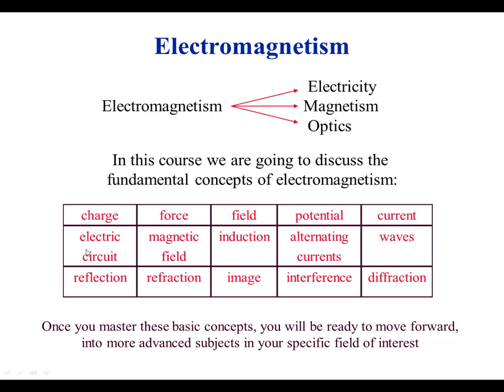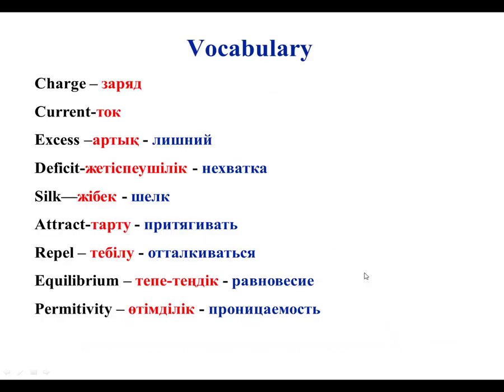And in this table you see some analogies between the three parts. For example, charge can be an analogy of electric circuit and reflection in optics. Force in electricity, magnetic field in magnetism, and refraction in optics. Field in electricity, induction in magnetism, and image in optics. Potential in electricity, alternating currents in magnetism, interference in optics. Current in electricity, magnetism, waves, and diffraction in optics.